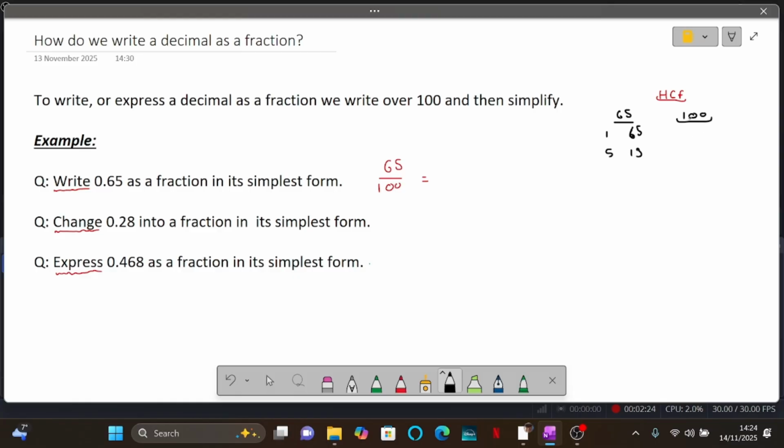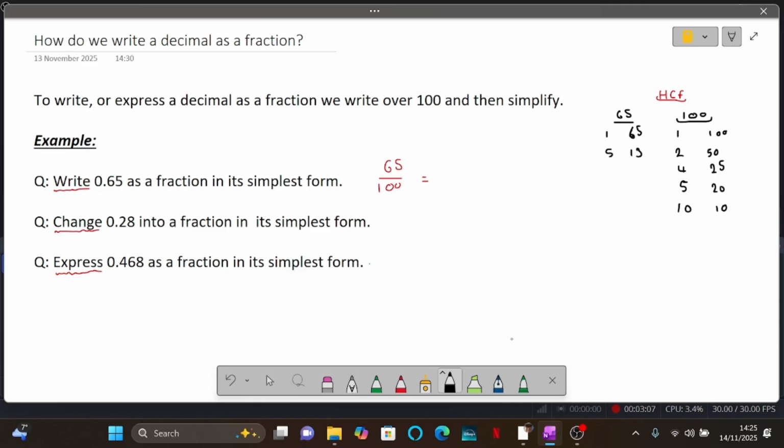The next thing we're going to do is take a look at the factors of 100. I know 100 will divide by 1 and it will give me 100. I know it will divide by 2, giving me 50. I know it will not divide by 3. It will divide by 4, giving me 25. I know it will divide by 5, giving me 20. I know it will not divide by 6, 7, 8, or 9, but will divide by 10, giving me 10 at the end. They are all the factors of 100.